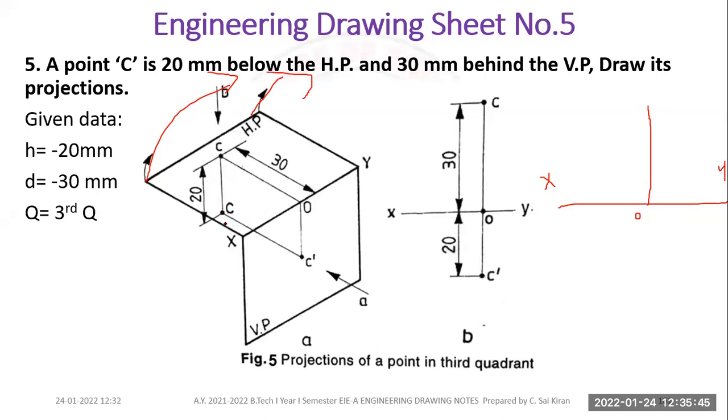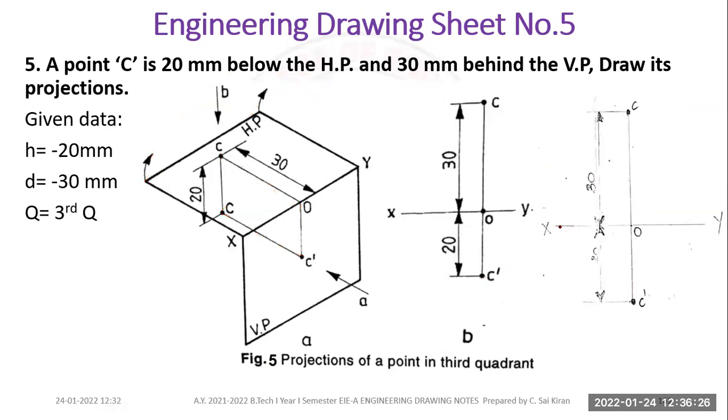First mark the D distance. This is my D distance, this is my H distance. This H distance will be below, and whatever the D distance, this D distance will be above the XY line. So first I have to mark the D distance. D is nothing but the top view, so for the top view I have to write the small letter. H distance is nothing but the front view, so for the front view I have to write C dash, and write this value as 20 mm. Okay, so the problem is completed like this. This can be asked as a 2 mark question. It can be asked in the exam.